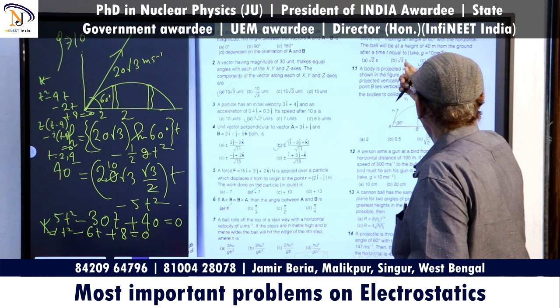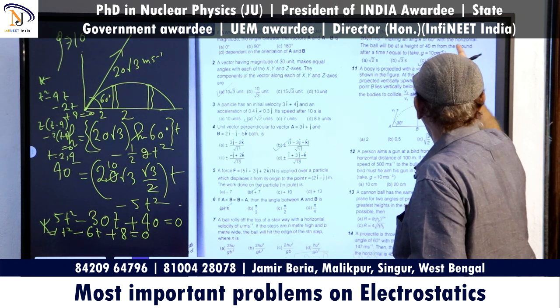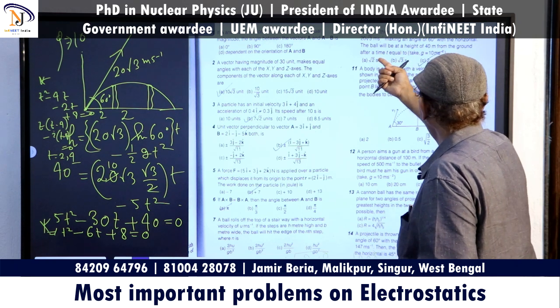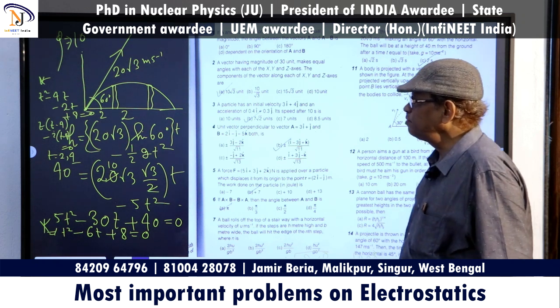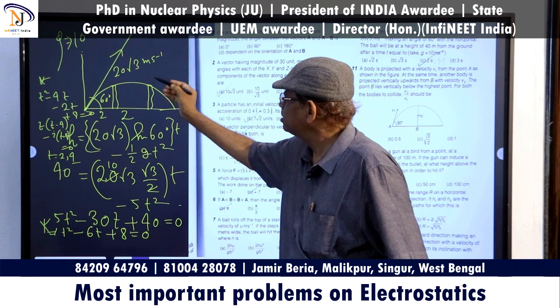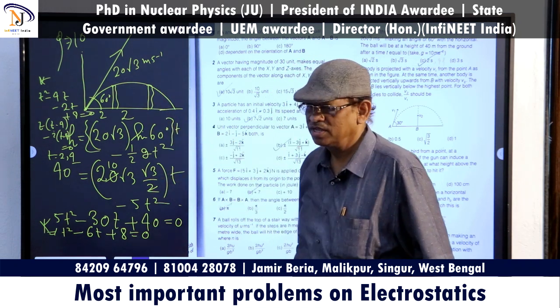Is it anywhere told that a ball is thrown vertically with horizontal velocity, the height 40 from the ground after a time t? This is also 40, this is also 40, and this is also 40. Okay.